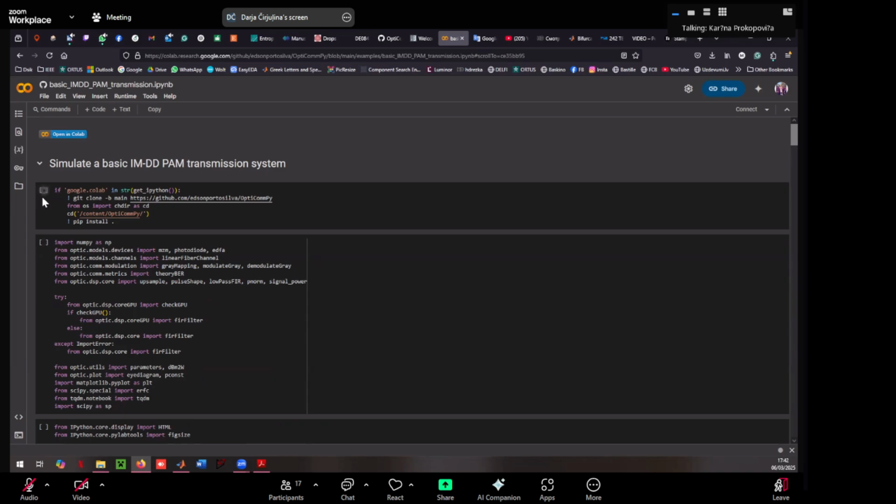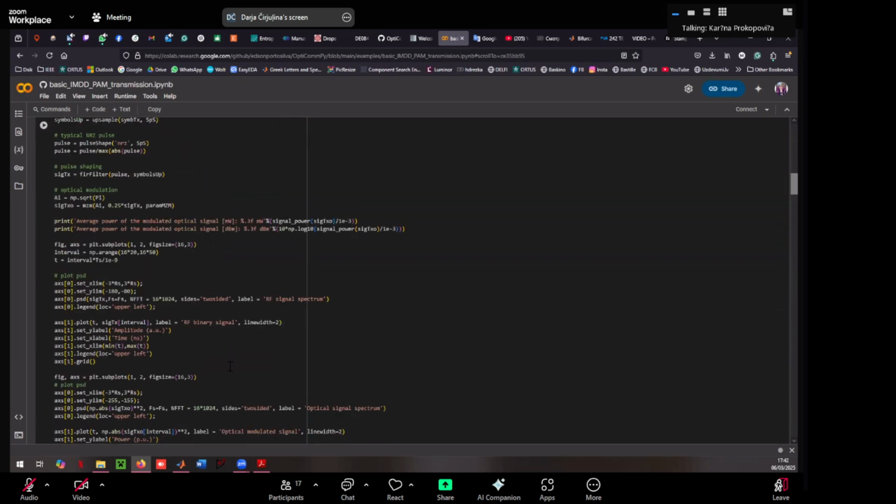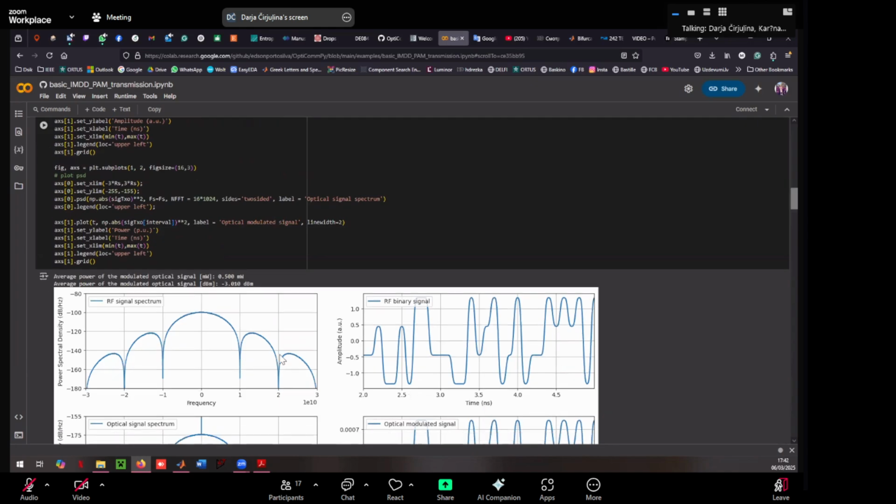I have a question. In all of these simulations, the electrical signal part of the graph is called the RF. Why is it called the radio signal? Why not electrical? I was just confused about why it's called that.